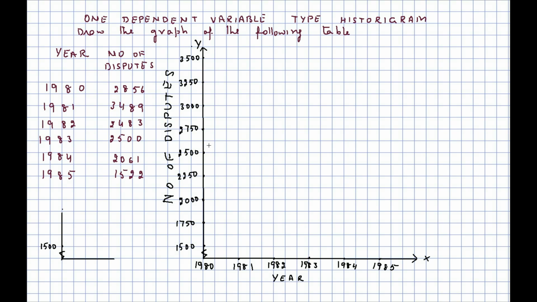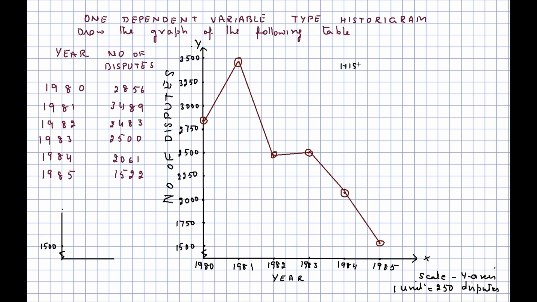Now plotting the points. For 1980, this is the first point, this is the second, then third, fourth, 5th, 6th. Join the points and finally get your graph. To complete this presentation, write scale also. So over here, scale is on y-axis, 1 unit is equal to 250 disputes, and give a title to the graph. Over here, we will give appropriate title, historigram representing year-wise number of disputes.